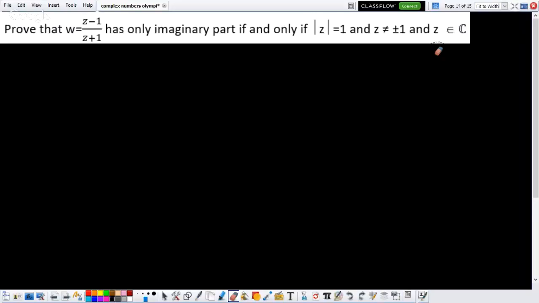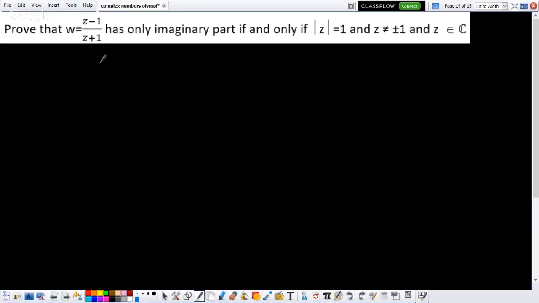They may ask this kind of question in the regional or republic exam, they may ask one of them. And Z is not equal to plus minus 1, because if Z is equal to plus minus 1, then this will be undefined. That's why it cannot be plus and minus 1. Z is an element of complex numbers. Complex number means I'm going to use the general term for that one.